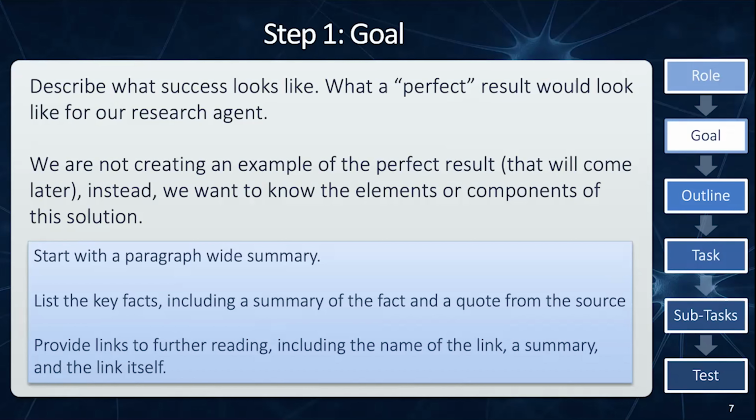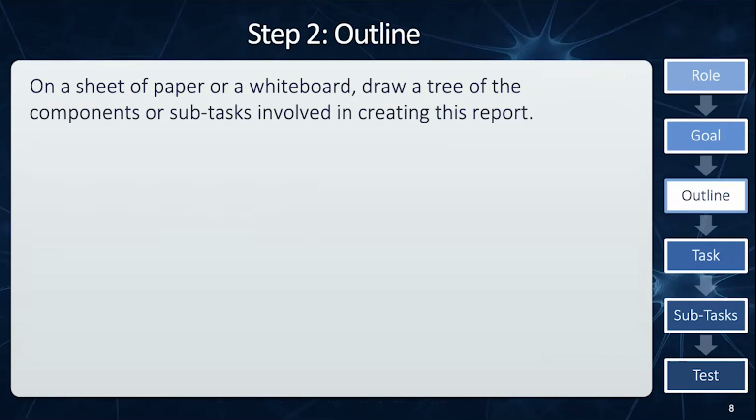Okay, so now that we have the goal defined, the next step is to create an outline. On a sheet of paper or a whiteboard, draw a tree of the components or subtasks involved in creating this report. Once again, pause the video and then I'll share with you my solution.